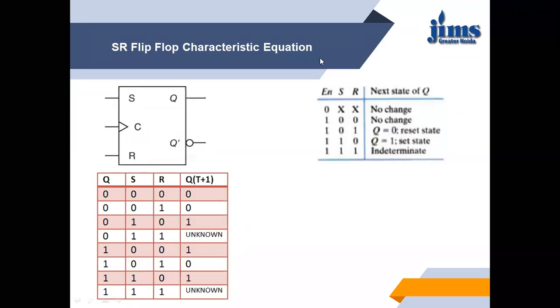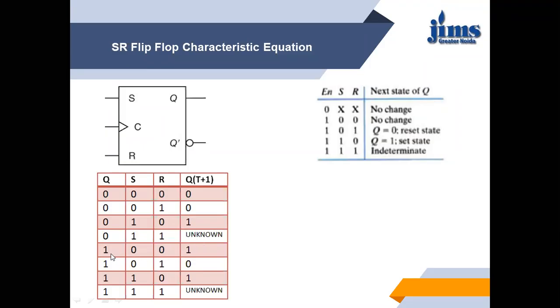So let us discuss how it happens. Whenever SR is 00, next state is hold, that is no change. So with SR 00, next state is no change. So Qt plus 1 will be equal to Q. With SR 01, that is reset, output will be 0. SR 10, that is set, output will be 1. And SR 11 condition is not allowed. So it is unknown, or we will put it as don't care.